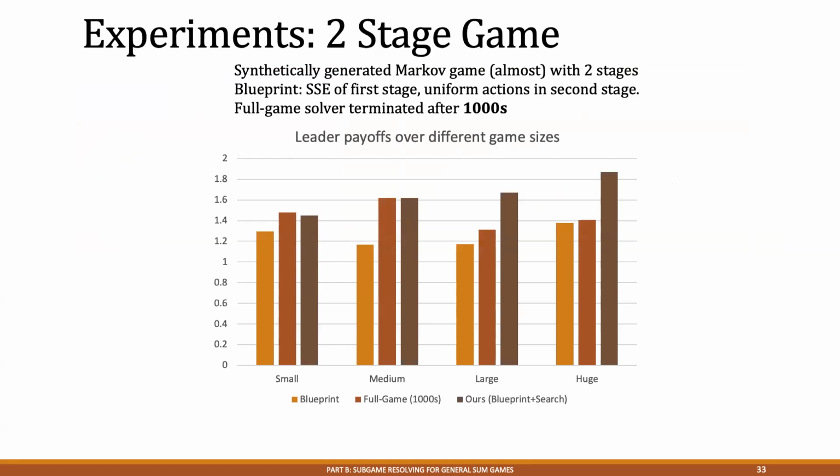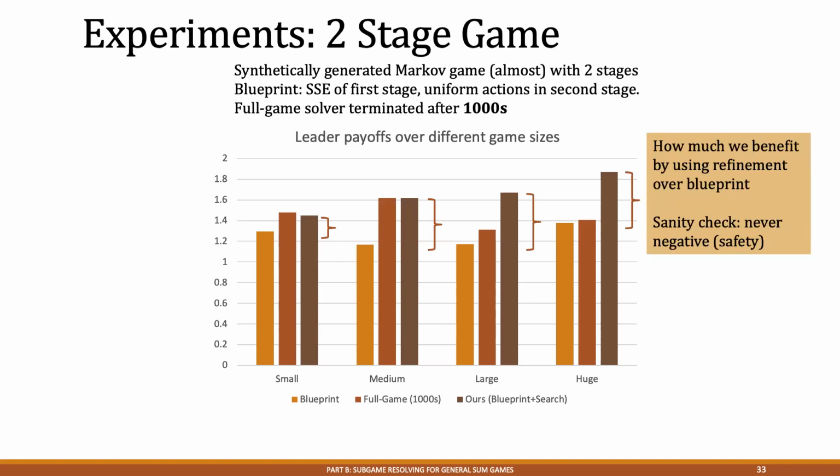So here are some experiments. This is done on a small game. We also tested it on games like poker, but over here, the result is clearer. So we tested it on four different game sizes: small, medium, large, and huge. And we are comparing this against the blueprint and also the full game solver, which we terminate after 1,000 seconds. So the first thing to note is that we always perform better than the blueprint. And that is just a consequence of safe search, because we guarantee that.